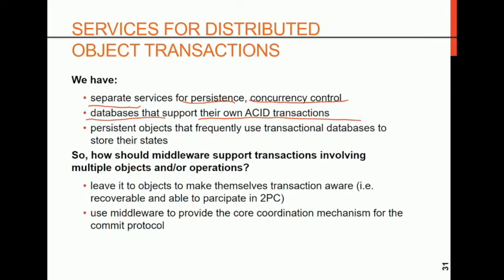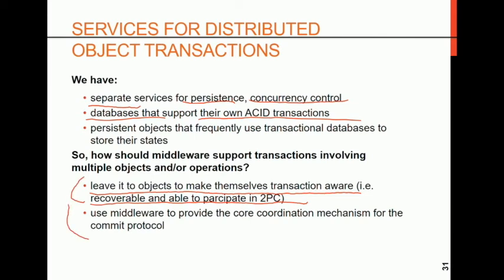What we're trying to do here is apply what databases do within distributed computing generally, to objects that you're trying to access and data that you want to manipulate. So we have all these services: services for persistence, concurrency control, and databases that are transactional. So what we need is some kind of service within the middleware to do transactions on objects. So we need to do both of these things, A and B.